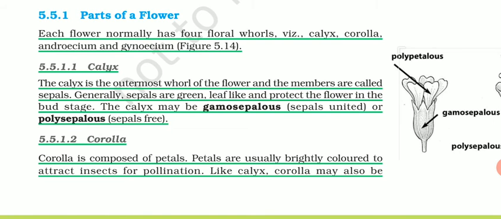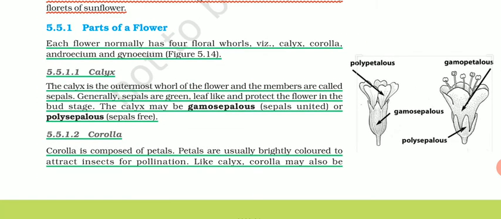Now let's come to the different parts of the flowers one by one. Each flower, as we have already discussed, has 4 floral whorls. Sepals are called calyx, petals are called corolla, stamen is called androecium and pistil or carpel is known as gynoecium. We will start this topic in the next video lecture. Till then, learn each and every example because it is very important. Pictures are most important because they will give you more remembrance power and you can easily learn them.